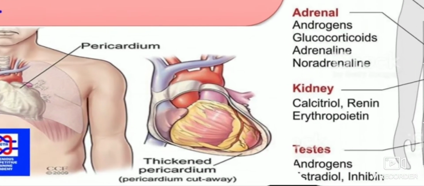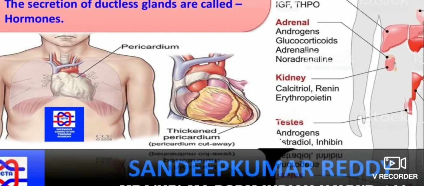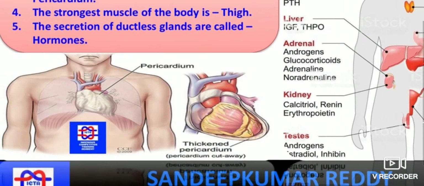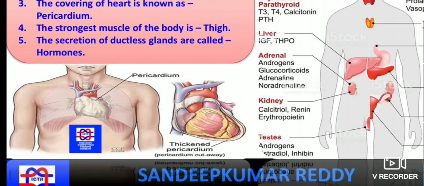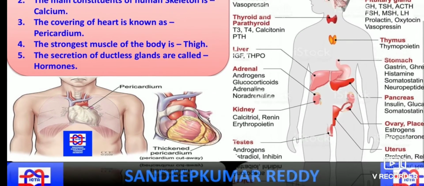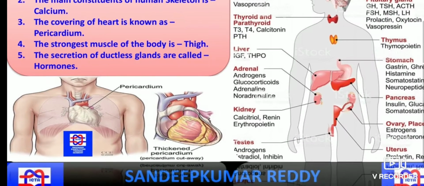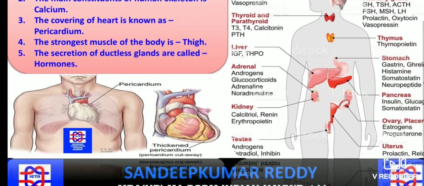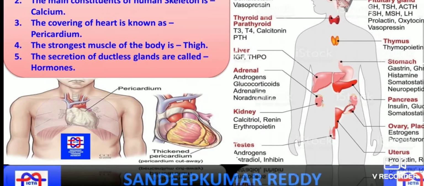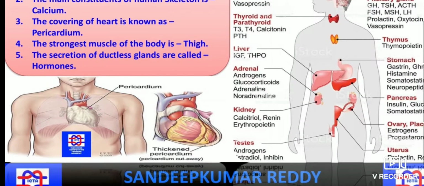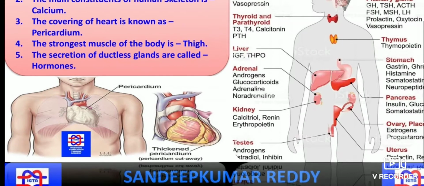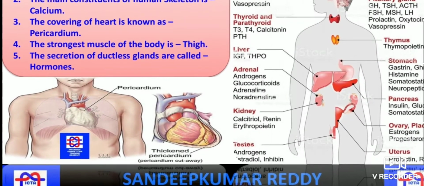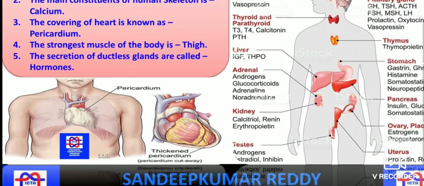The covering of the heart is known as pericardium. As you can see, the heart has a covering layer, the thickened pericardium cut away. So here you can see the pericardium. That is the covering of the heart. Next, the strongest muscle of the body. As we knew, the strongest bone is the thigh bone, known as the femur, and the strongest muscle in our body is also the thigh muscle.